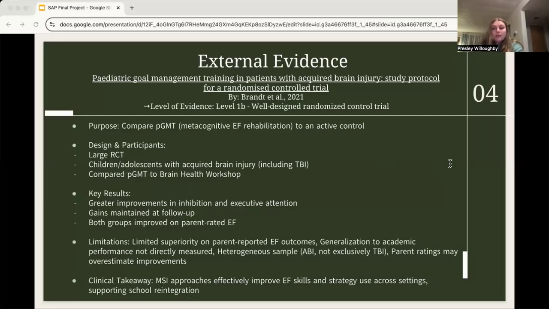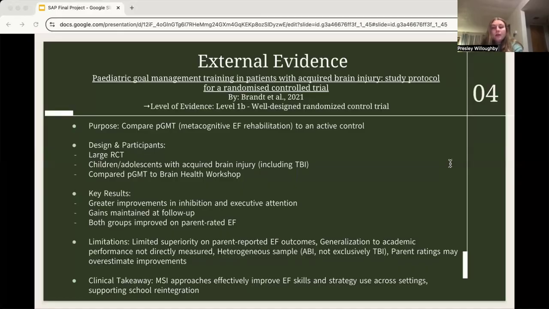And the second MSI study from Brandt et al. in 2021 was a level 1B randomized control trial examining pediatric goal management training, which is one of the most standardized metacognitive executive functioning interventions that's commonly used for children and adolescents with acquired brain injury.